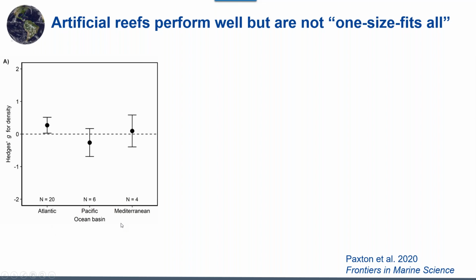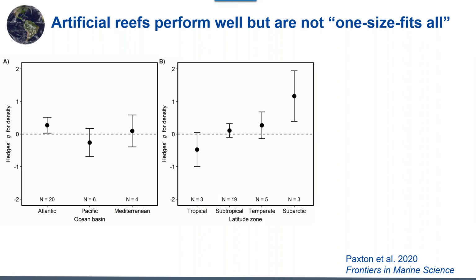And on the x-axis, I will now be plotting different factors. So here we're looking at ocean basins, and we see that in the Atlantic Ocean, artificial reefs tend to perform better than the natural reefs, and we don't see any difference in the Pacific and Mediterranean reef performance by reef type. We next looked at latitudinal zone.